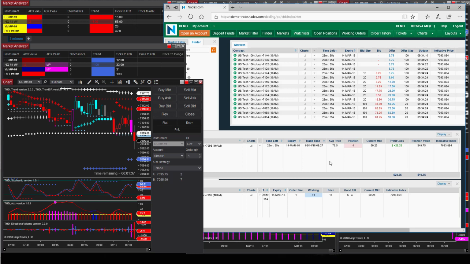And using the binaries, you can enter a little bit early. You cannot enter early if you're trading the futures, okay? There's too much risk on board for that.